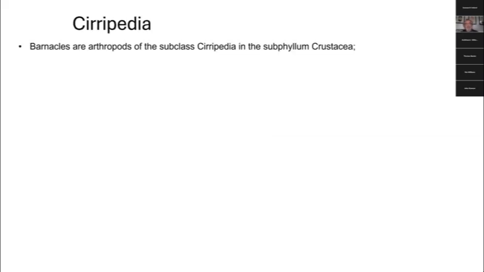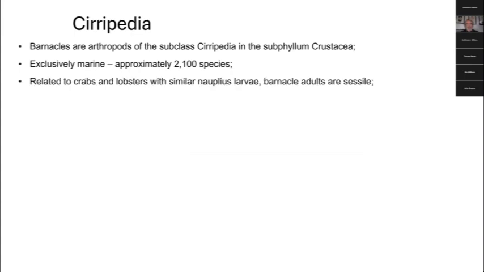Okay, so barnacles, what are they? Well, in the most complicated terms that I could state it, barnacles are arthropods of the subclass Cirripedia in the subphylum Crustacea. They're exclusively marine, and there's just over 2,000 species. They are related to crabs and lobsters, as you all probably know, and they have the similar nauplius larvae, which is planktonic and swims around, obviously, but the barnacle adults are all sessile themselves.